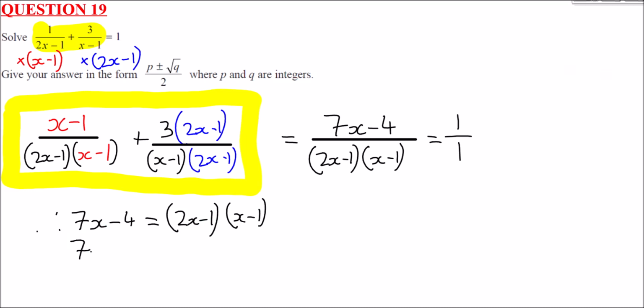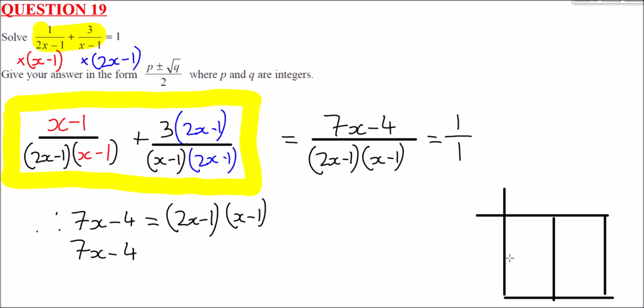So we've got 7x minus 4. Then multiplying out these brackets, you can use whichever method you prefer. I quite like the box method, so I'm going to do this over here. Create a grid. On the top, I'm going to write down 1 bracket, so 2x and the minus 1. Down the side, I'm going to write the other bracket, x minus 1.